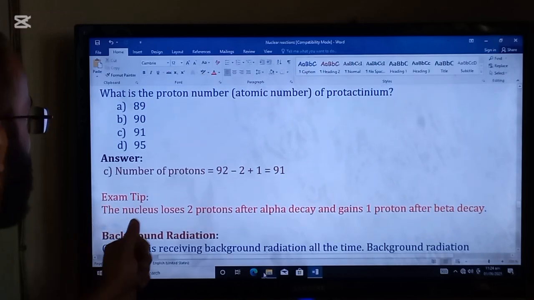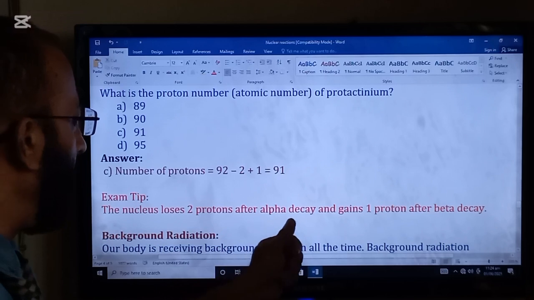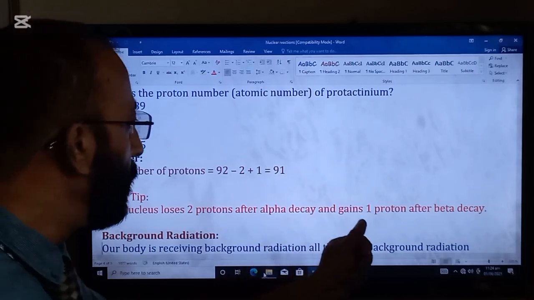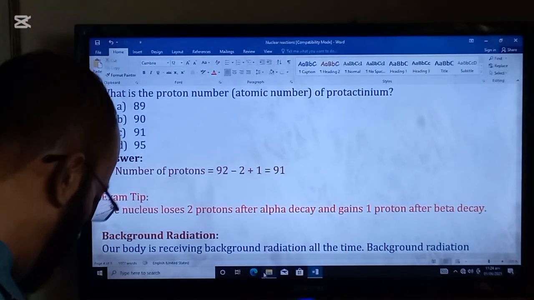Exam tip is the nucleus loses 2 protons after alpha decay and gains 1 proton after beta decay.